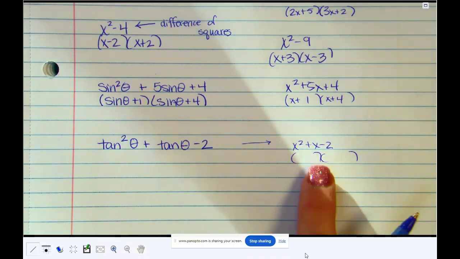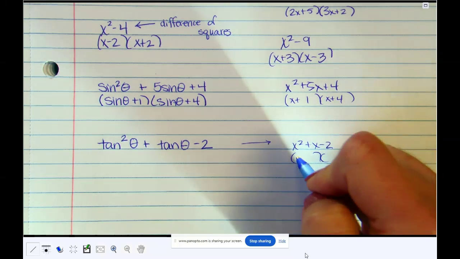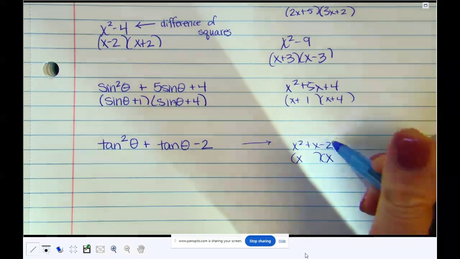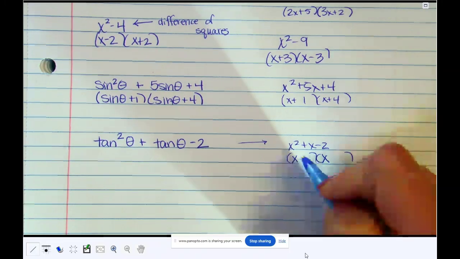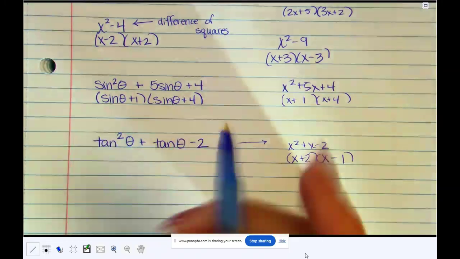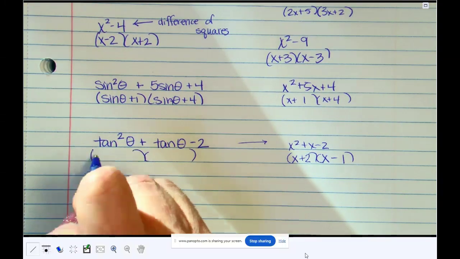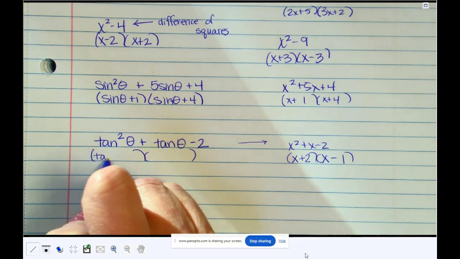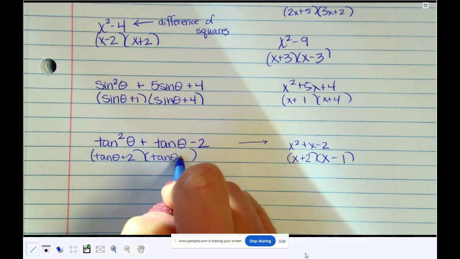Okay, what does it factor to if it's x's? Well, you guys, this one's easy. What multiplies to negative 2? 2 and 1, right? Yeah, positive 2, negative 1. Okay, so go back over here and then tell me, this would be what? Tangent theta plus 2, tangent theta minus 1.